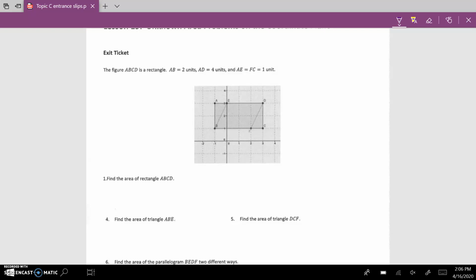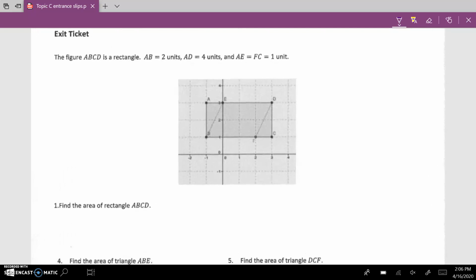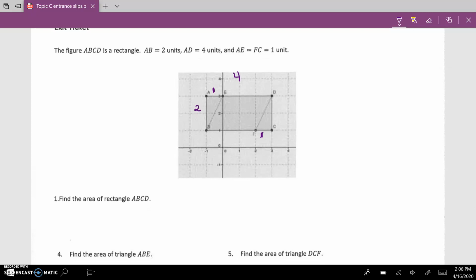So they give us at the top, they say the figure ABCD is a rectangle. AB is 2 units, so I'm going to put this 2 over here. AD equals 4, so all the way across is 4. AE equals FC, which equals 1. So AE is 1, FC is 1. Okay? So the first one says to find the area of rectangle ABCD.